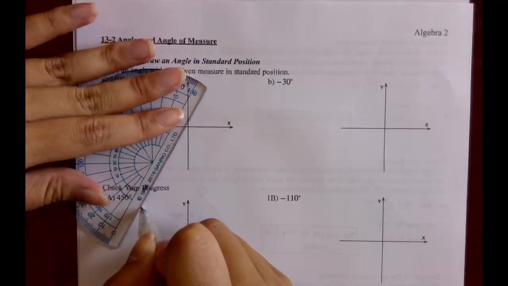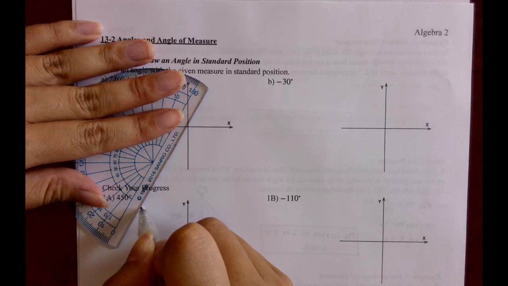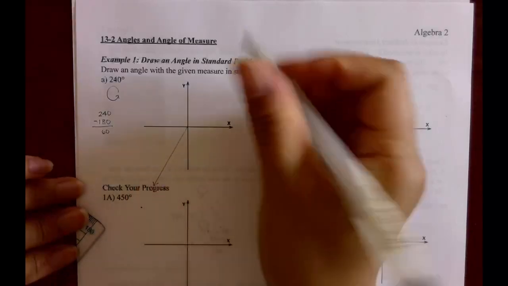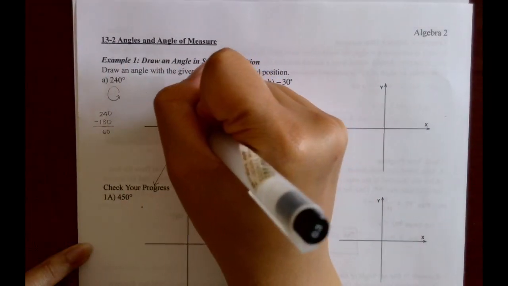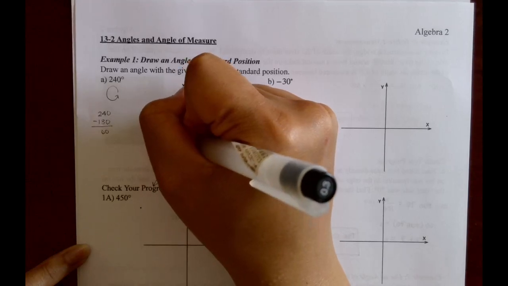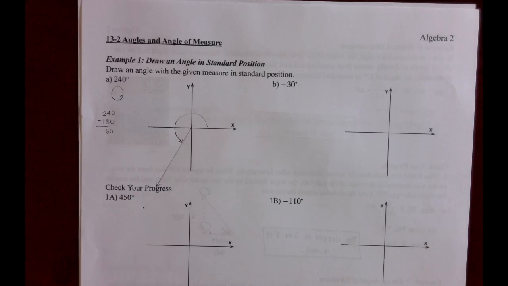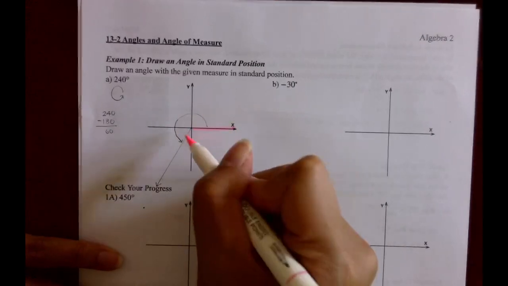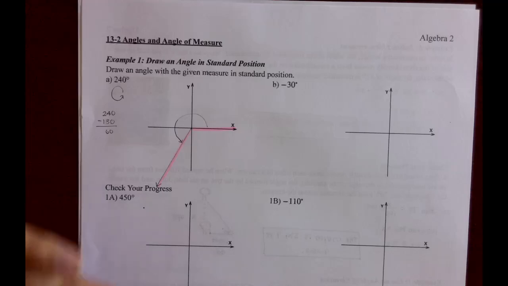Then I just need to connect it to the origin. And so there you go. It's from here, here's my 180 plus the extra 60 to be 240. So my angle, let me highlight it, is here and here. We're going this way.